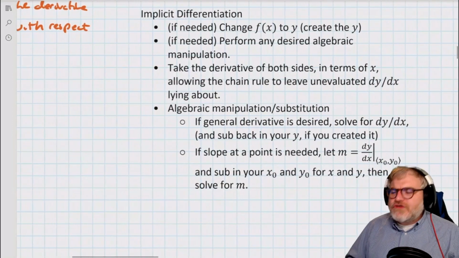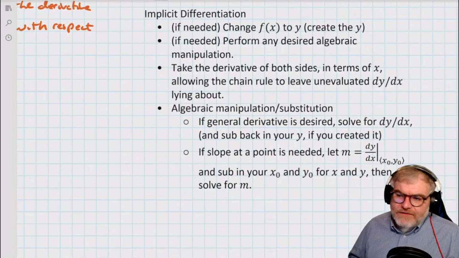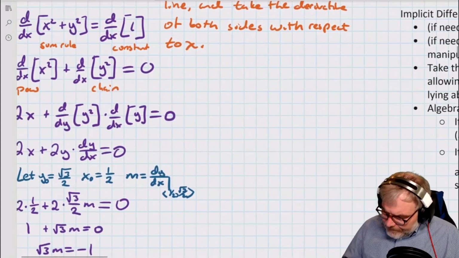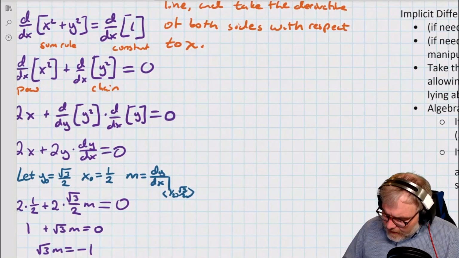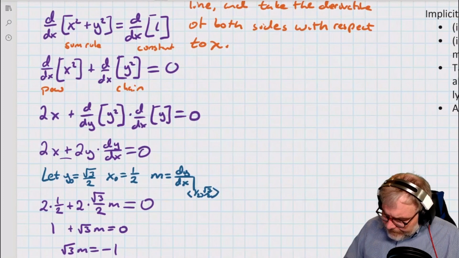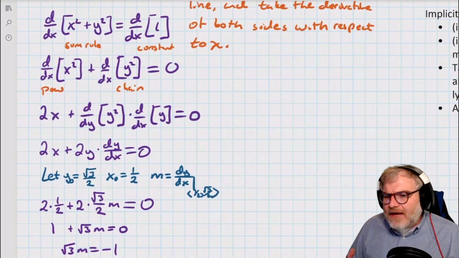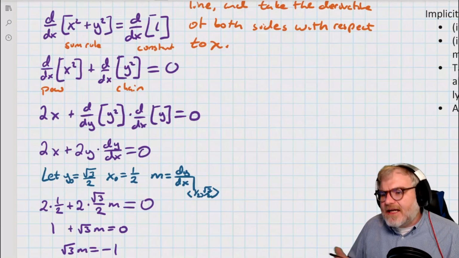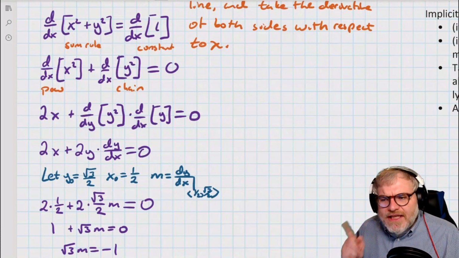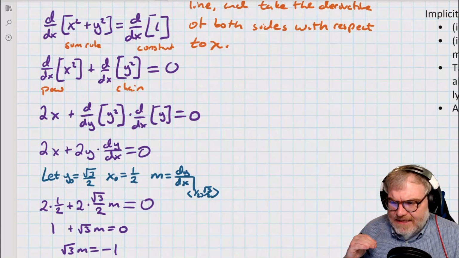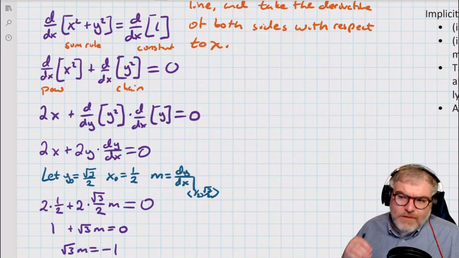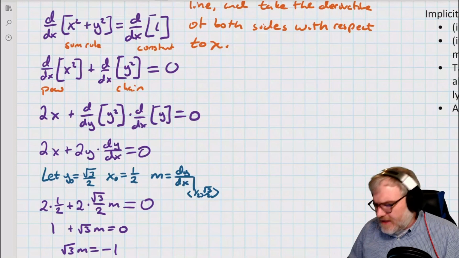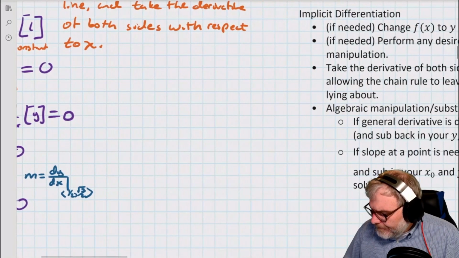Now, I could have solved for a general derivative of dy over dx. I could have done that. If I wanted it right here, I could have done this. So this right here is me just saying, I got what I need, right? All I needed was an expression with dy over dx in it, and then I could plug in numbers. And usually, if all you want is the slope at a particular point, this is the better way to do it, because you sub in numbers and sometimes things cancel and it works out nicely.